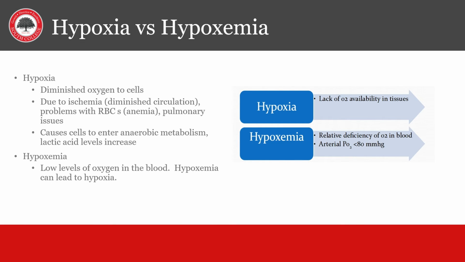Hypoxia is a low oxygenation of the tissues. This can be from hypoxemia or due to other factors like anemia from bleeding. Hypoxemia is the lack of oxygen in the blood.